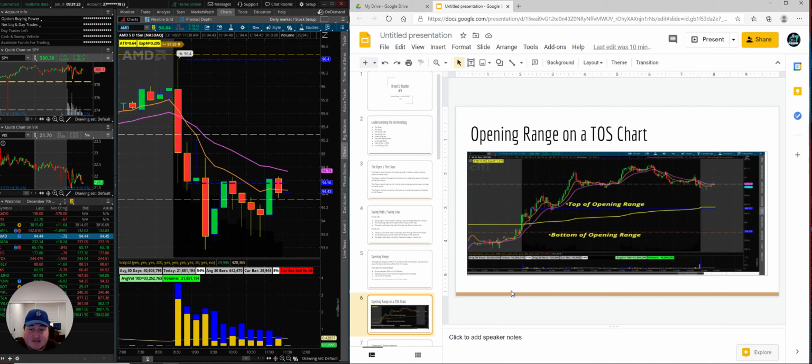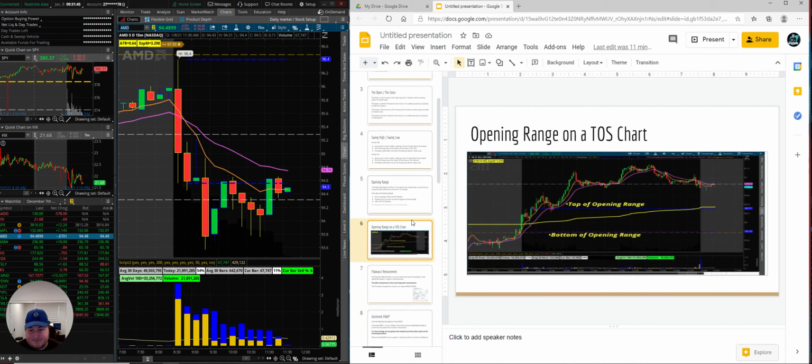Right here is an example on Citibank of an opening range on a TOS chart. So the low happened to be the open for Citibank. The high was the 15. As you guys can see, the top or bottom of the opening range, that retest typically acts as support. And that's why it works really well with the Fibonacci's.